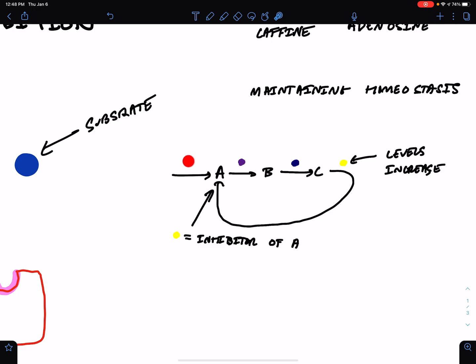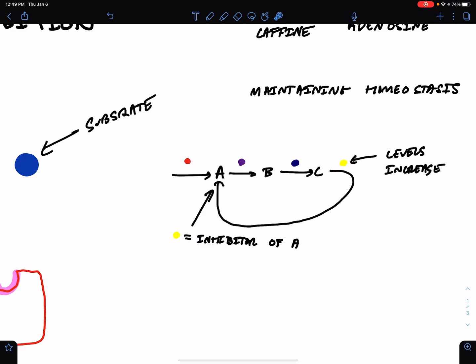So that prevents A from converting the first step in our enzymatic pathway. A can no longer convert our red substrate into our purple substrate. So this is a really good way to balance levels of your product. Levels of yellow will increase until they reach a point where they are stopping a significant amount of the enzyme A from starting this initiation pathway. And then we will stop producing the yellow product.